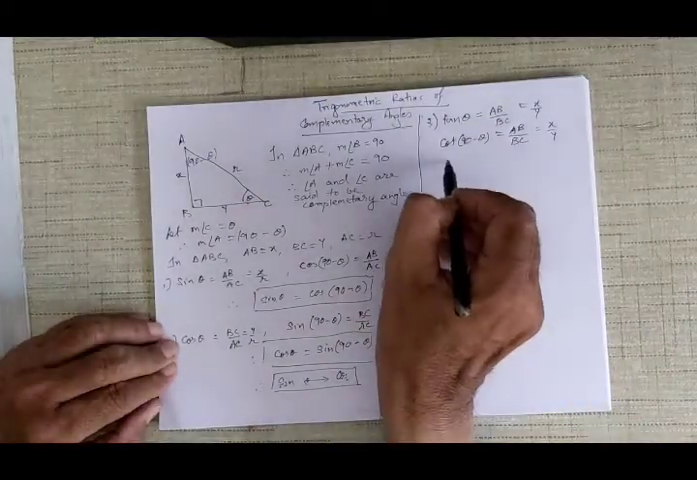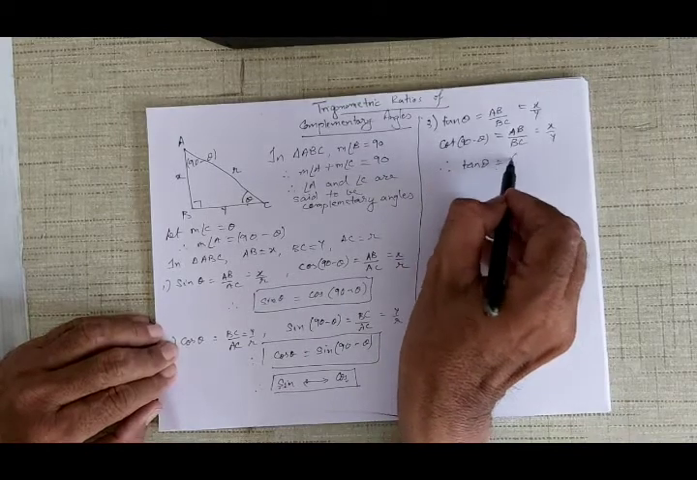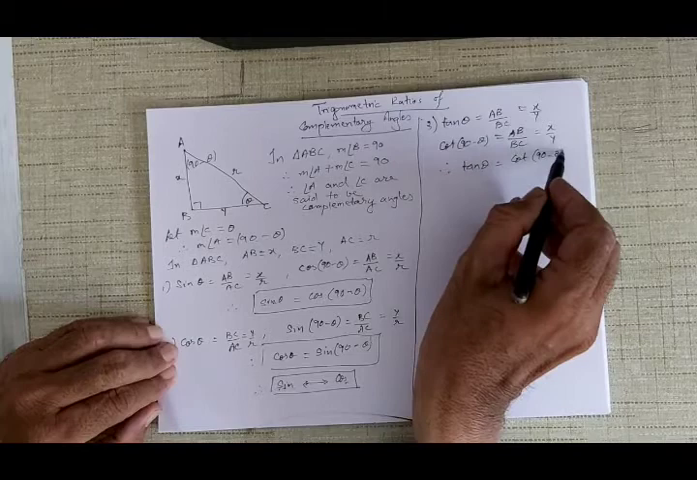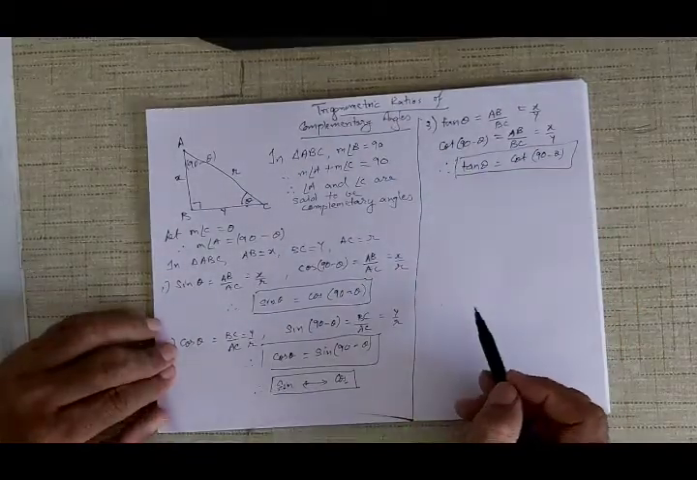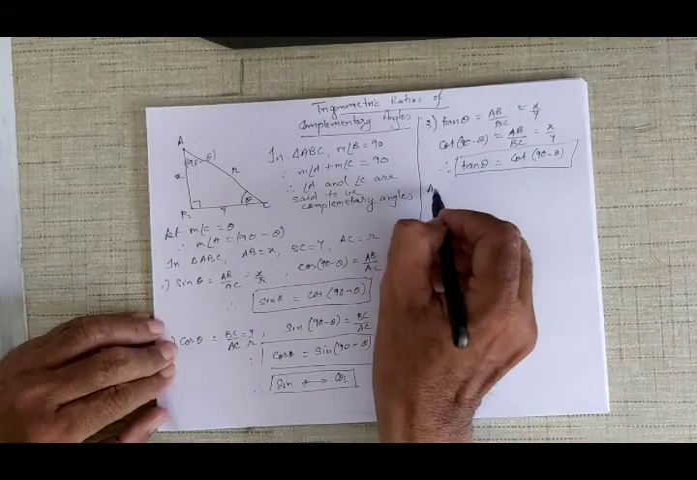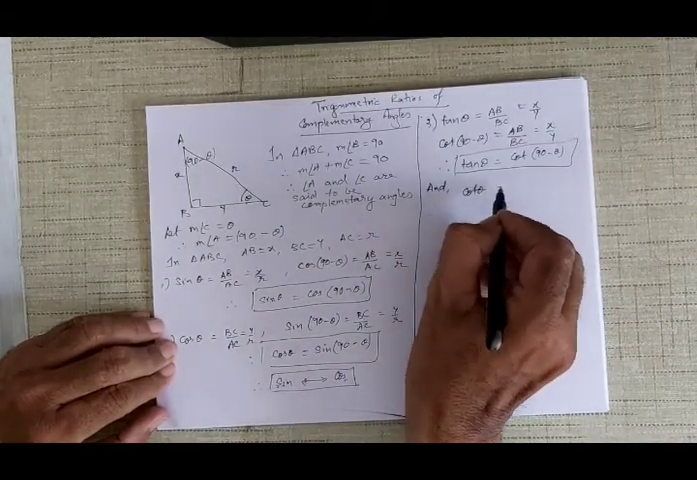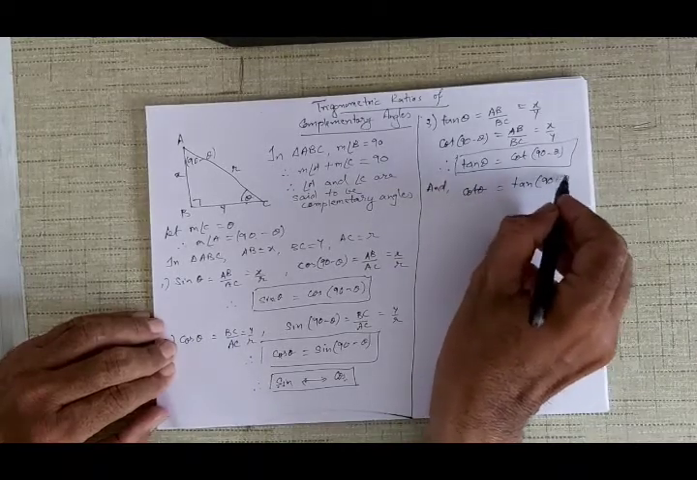Alright, so that means what? It means tan theta is equal to cot 90 minus theta. Again you can see here, tan theta is equal to cot 90 minus theta. And in the same way, cot theta will be equal to tan 90 minus theta.